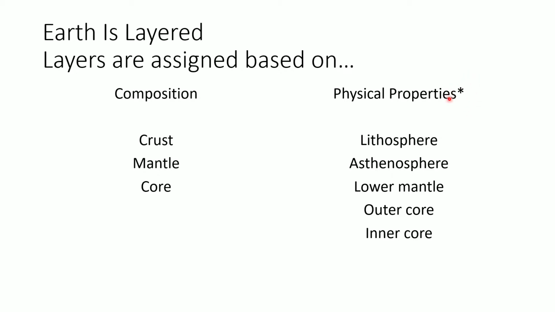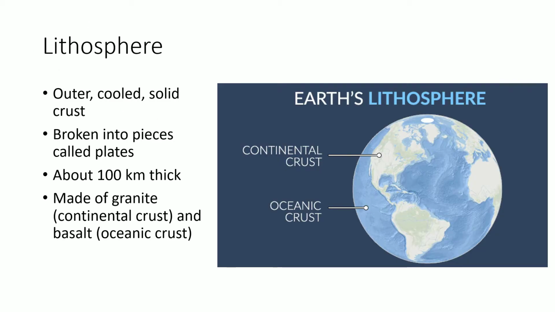And there's a little star here because this is the classification scheme that we're going to be using in our science class this year. So the first layer on the outside, the outermost layer of the Earth, is called the lithosphere. And the lithosphere is like the cooled part of the Earth. So the inside of the Earth is really, really hot. The part on the outside is cooled, so we call this the crust or the lithosphere.